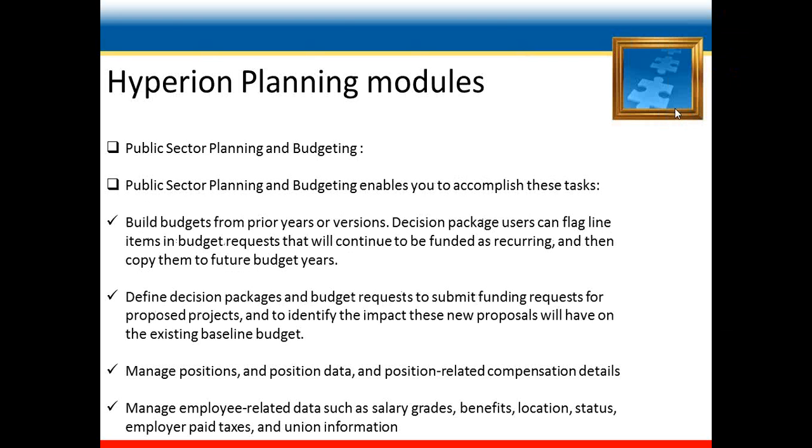Build budget from prior year or version. Decision package users can flag line items in a budget request that will continue to be funded as recurring and then copy them to future budget years. It defines decision packages and budget requests to submit funding requests for proposed projects and to identify the impact this new proposal will have on the existing baseline budget.